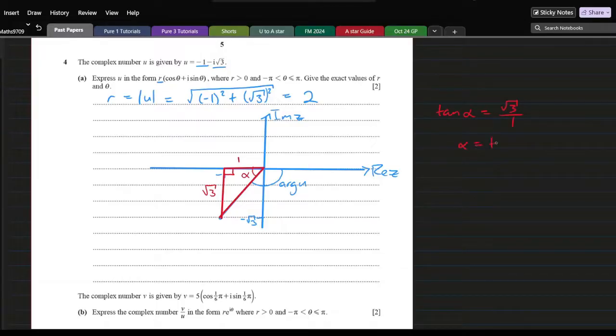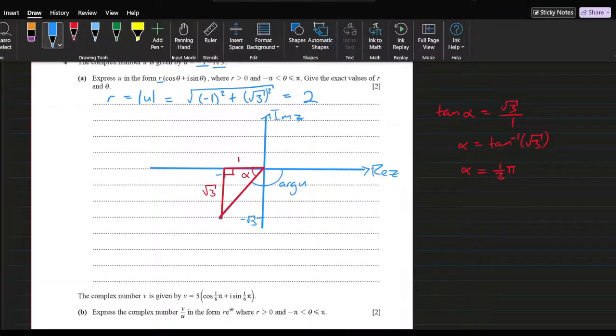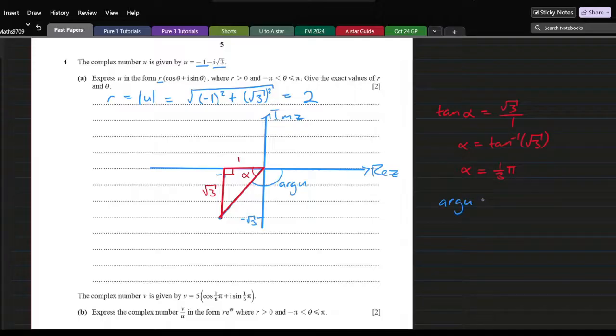So alpha would be arctan of root 3, and arctan of root 3 gives us 1/3 pi. Alpha is equal to 1/3 pi. But remember, what we are looking for is the argument of u. So we can say that the argument of u is equal to 180 degrees, or pi, minus the 1/3 pi, which would give us that the argument of u is 2/3 pi.